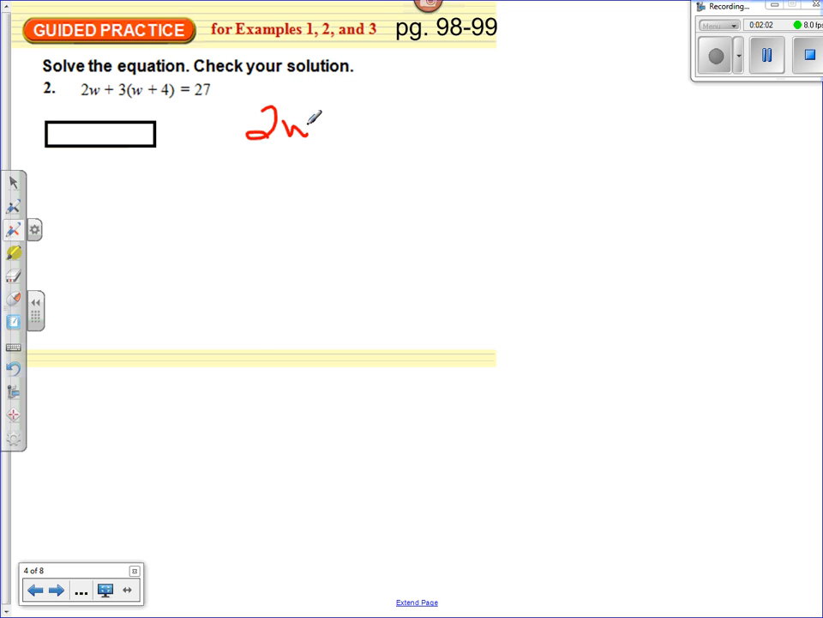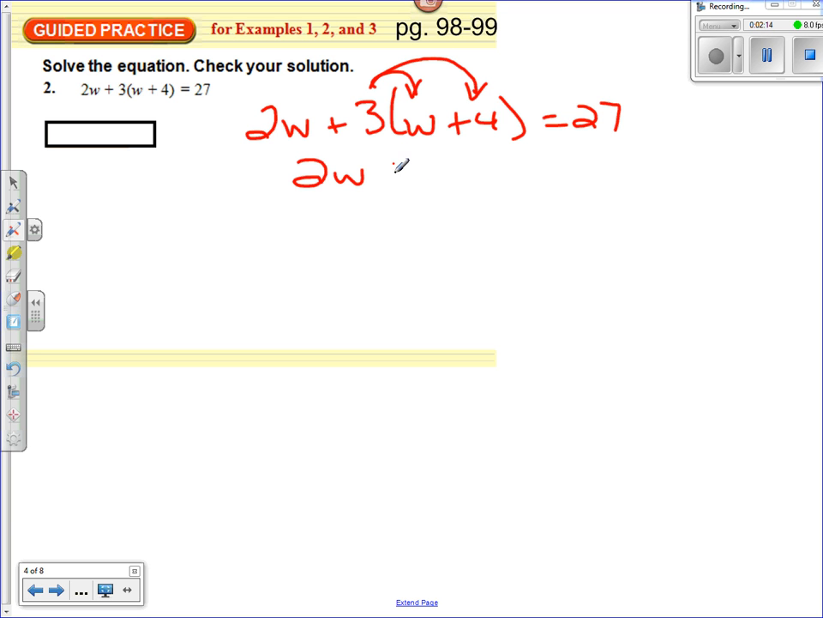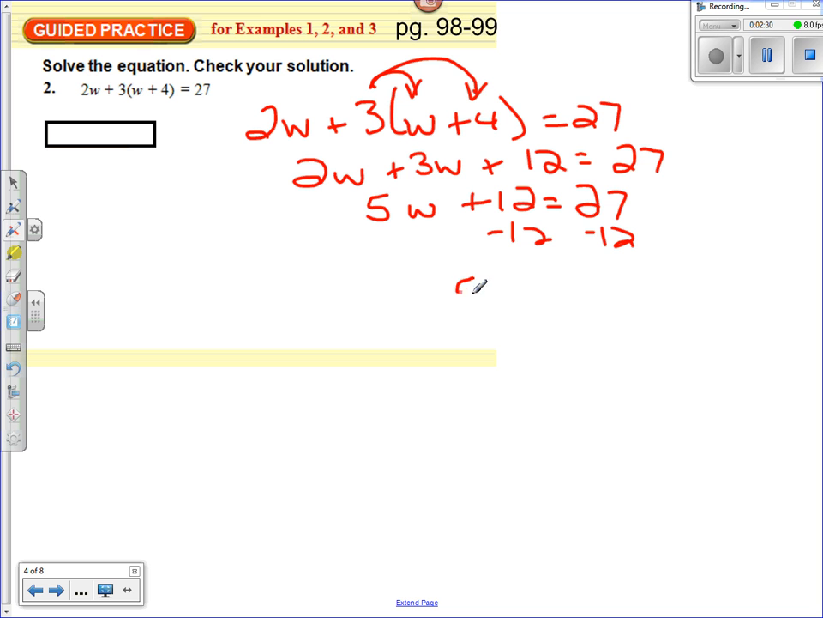Here's an example of the distributive property. 2w plus 3 times the quantity w plus 4 equals 27. Okay? Distribute first. Distribute that 3. 2w plus 3 times w plus 3 times 4. Now we're going to combine our like items. Remember, I am not skipping steps. Subtract 12 from each side. 5w equals 15. Divide by 5. The value of w is 3.